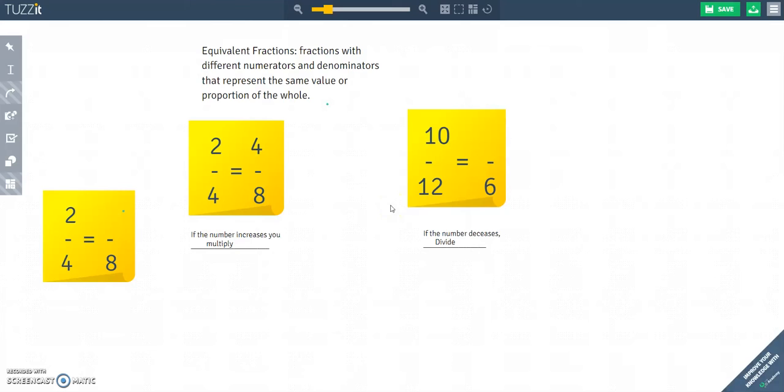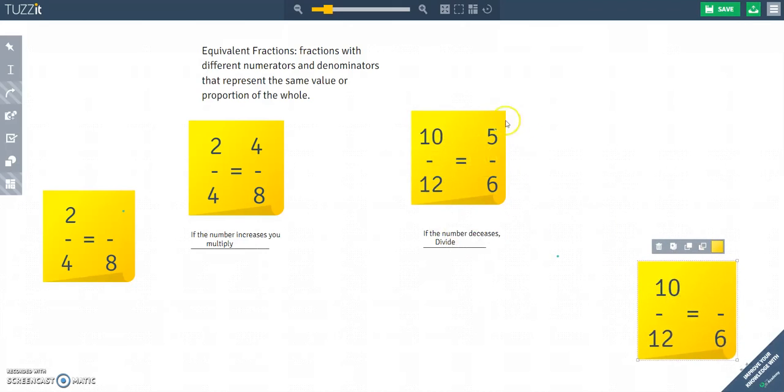So what divided by 12, or rather 12 divided by what would give us 6? That's right. Again, our missing number is 2. So we would divide 12 by 2 to get 6. And now again, whatever we do to the top, we have to do to the bottom. We want to treat our numbers fairly. So we would then have to divide this 10 by 2 to get our missing part. And when we pull off our sticky, we say our missing part is 5. Because if you divide 12 by 2, we get 6, and if we divide 10 by 2, we get 5.